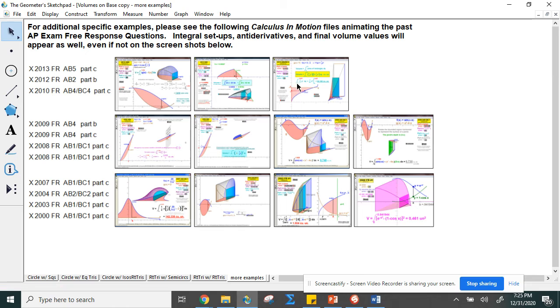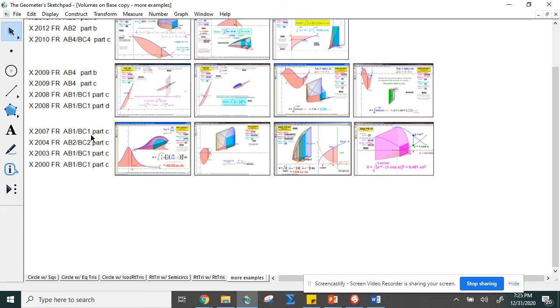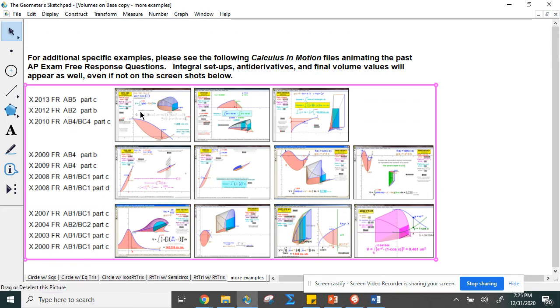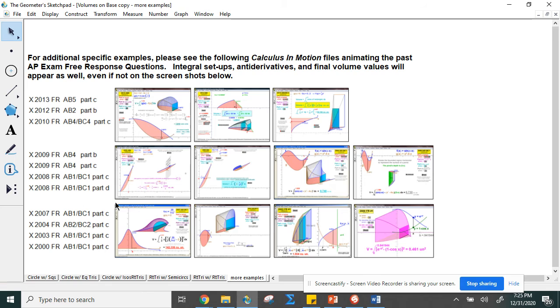And there's some AP problems. Let's look at one of these AP problems. We'll just pick one. Oh, I can't actually pick on any of these. They're just examples that we can go do and look at. Okay, well, that was a visual demonstration of volume by cross-section.